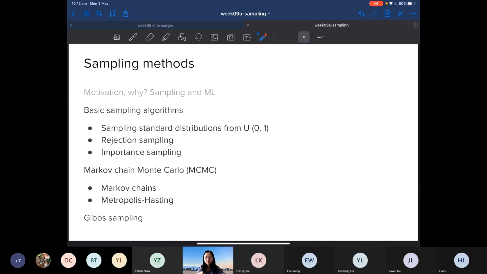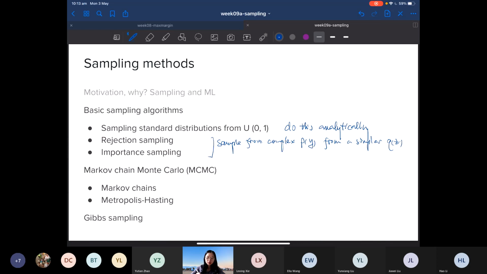The first bullet is, we do this typically. And then two methods for sampling from a complex distribution P of y from a simpler, let's say, Q of z, right? And it also motivates the next section: what are the challenges of sampling from high dimensions, and also how do we explore the space of y, right?